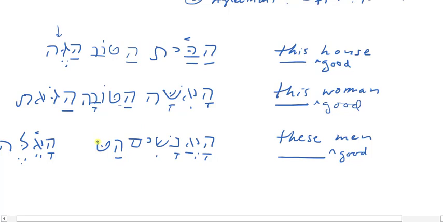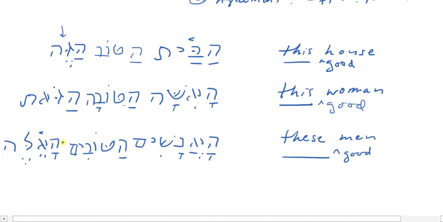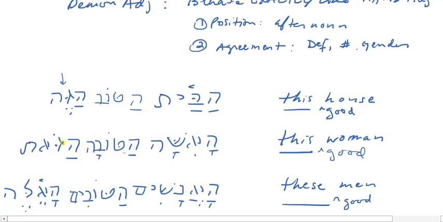Ha-anashim, ha-tovim, ha-ele. Right? So, these good men. The men, the good, the these. These good men. Okay, so you are now experts in the demonstratives. Yay. Let's do one other thing with these before we end. And that is, we've been using the near demonstratives in all of these examples. But let's switch to the far demonstratives, okay?